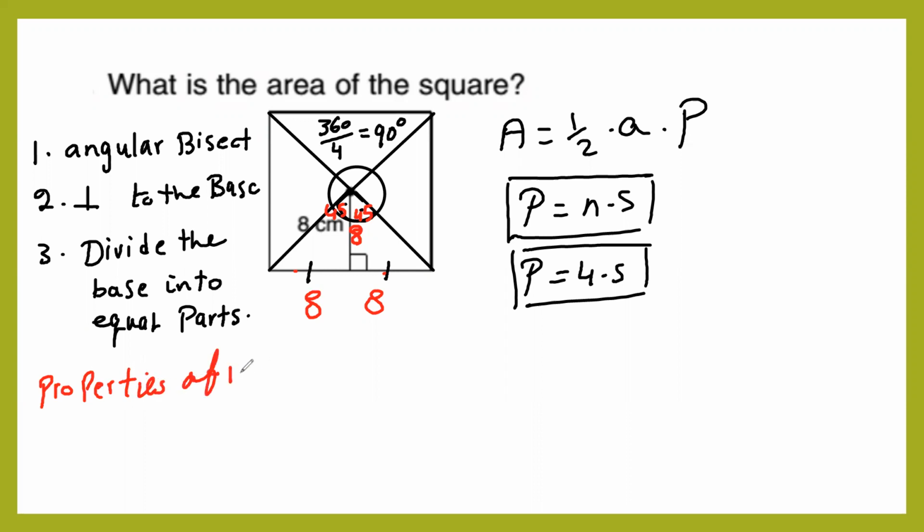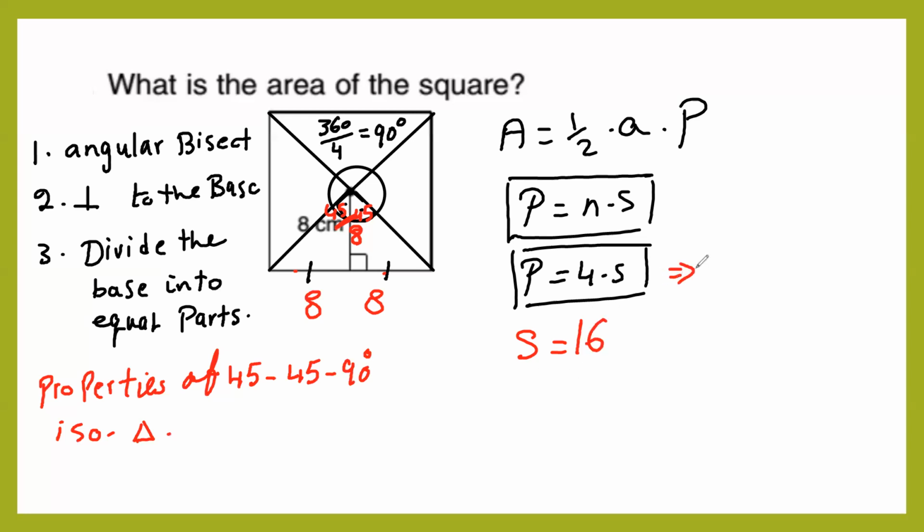From the properties of the 45-45-90 degree triangle, it is an isosceles triangle. That means each two sides are equal. These two sides are equal, so here it is also equal. Now, what is the side length? The side length is 8 plus 8, which is 16, right?